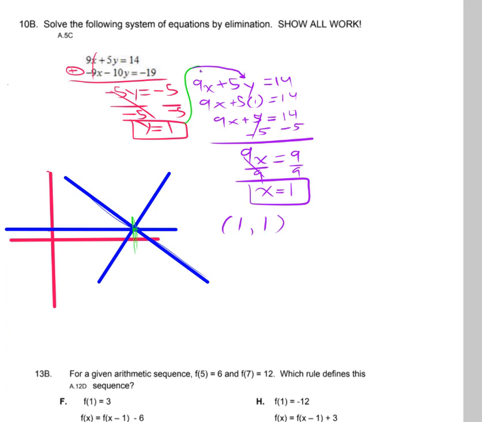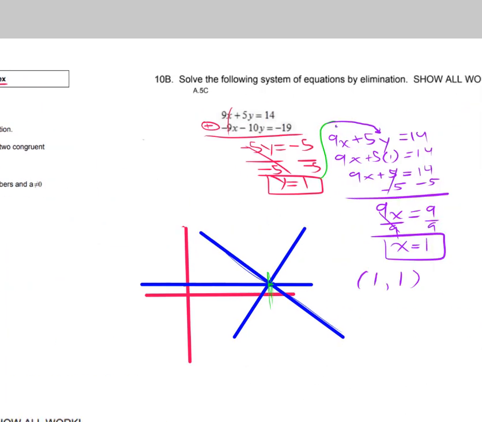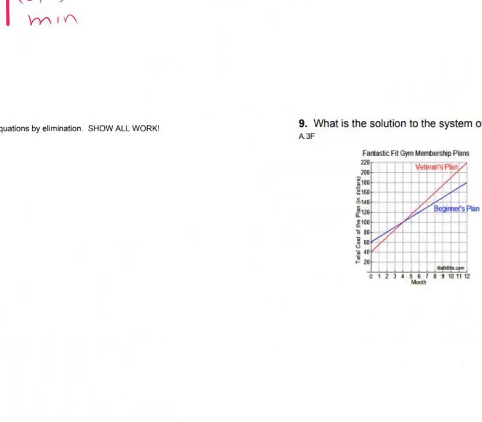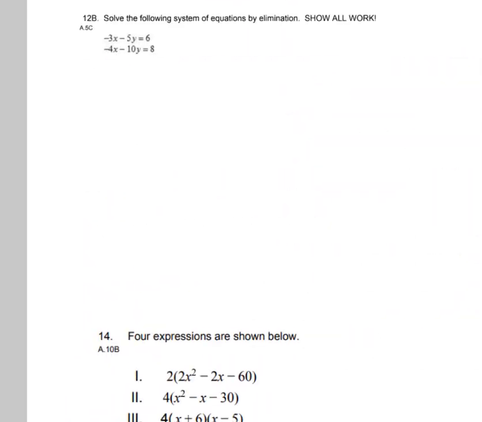All right, let's go ahead and move on to the next one. We've had some great stuff so far. Let's go to this one. Solve the following system of equations by elimination. All right, so let's go ahead and do it. It says solve the following system of equations by elimination, and I'm going to show all my work because they want me to. Let's go ahead and start.